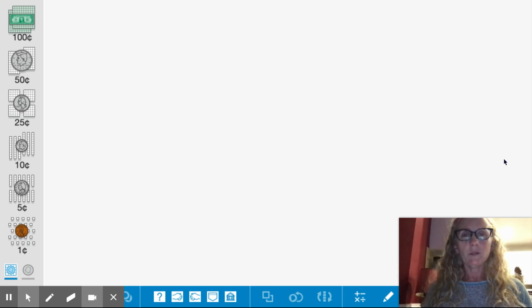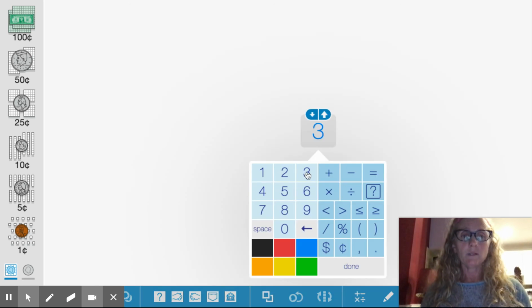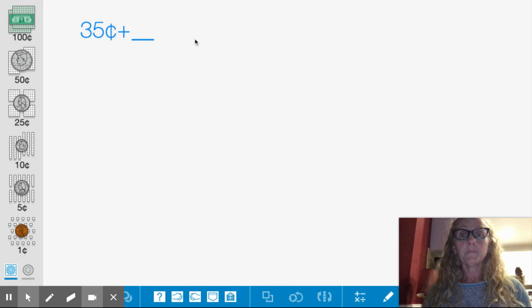Just like we've learned this year to make a 10, now we're going to start thinking about make the next quarter. Okay, so the first thing that we need to talk about is if you have a certain amount, how much more to make a dollar, which is 100 cents. So we're going to say we have 35 cents to start with. 35 cents. And we want to find out how much more. So I'm going to represent that with a question mark. That's going to be our unknown, okay?